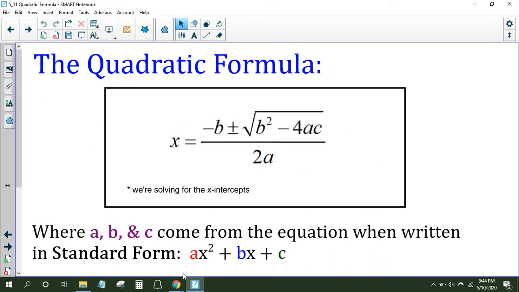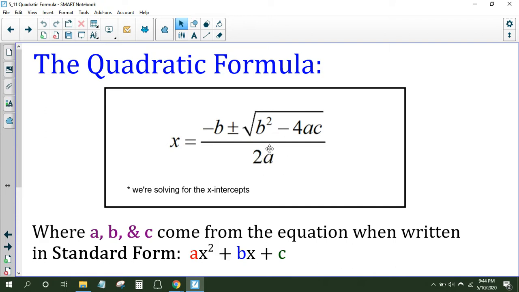So here it is. It looks big and it looks scary, but as you'll see in just a few slides, it's very easy to use. We're solving for the x-intercepts, so we're looking for x. So x equals negative b plus or minus the square root of b squared minus 4 times a times c, all of that over 2a.